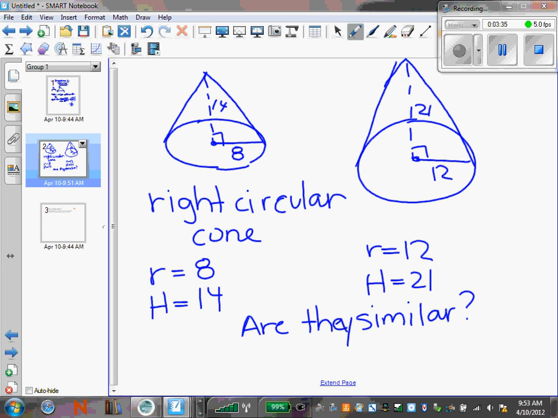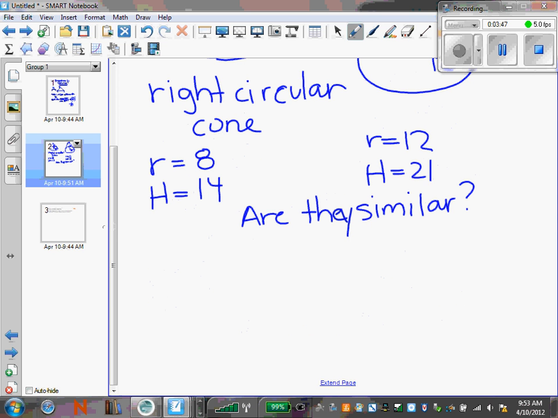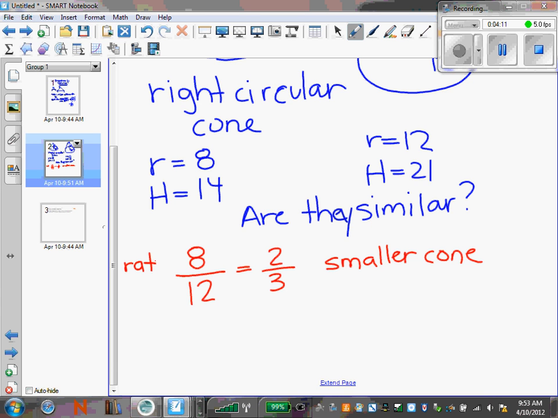The answer is yes, they are similar because the radii and the heights are in the same ratio. So how do we check that? We will take the radius of the smaller cone and divide it by the radius of the larger cone. We're going to simplify that. We'll divide each of them by 4 to get 2/3. This is the ratio of the radius of the smaller one divided by the radius of the larger one.